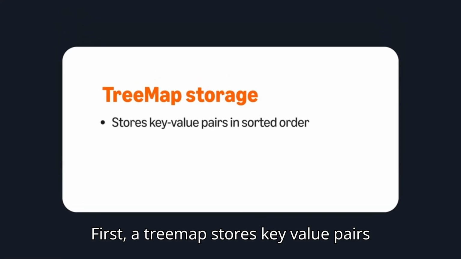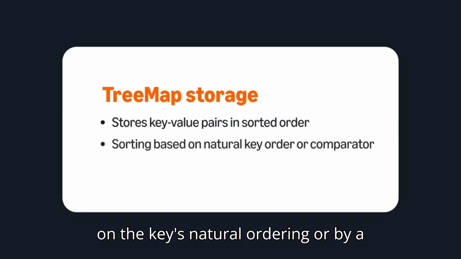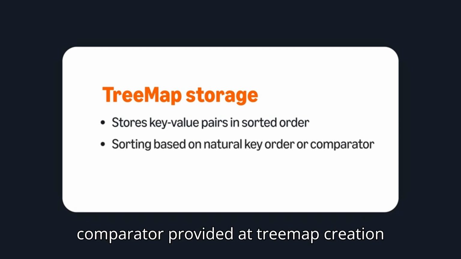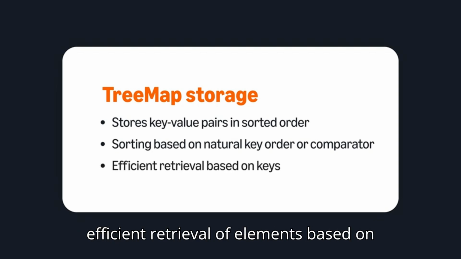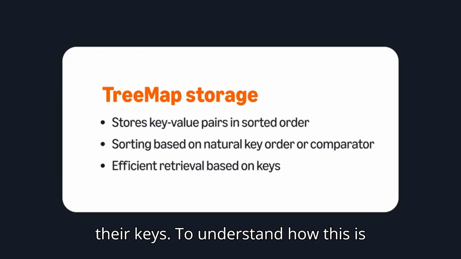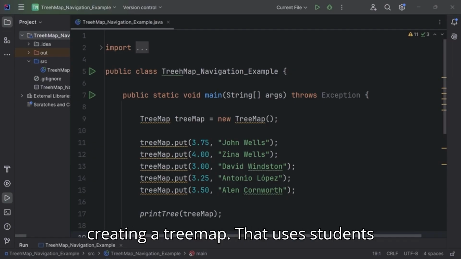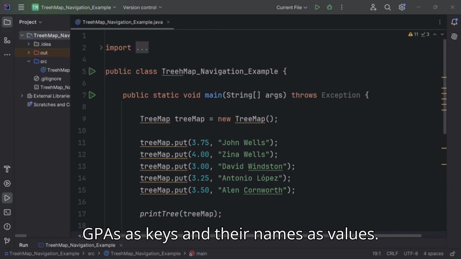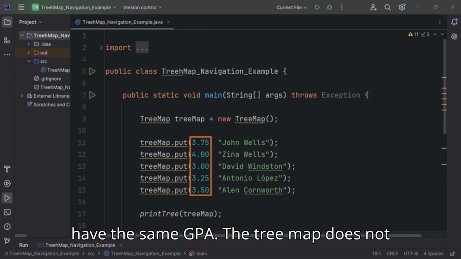First, a tree map stores key value pairs in a sorted order. This sorting is based on the key's natural ordering, or by a comparator provided at tree map creation time. The inherent ordering allows for efficient retrieval of elements based on their keys. To understand how this is useful in the real world, imagine you are creating a tree map that uses students' GPAs as keys and their names as values. For simplicity, assume no two students have the same GPA.